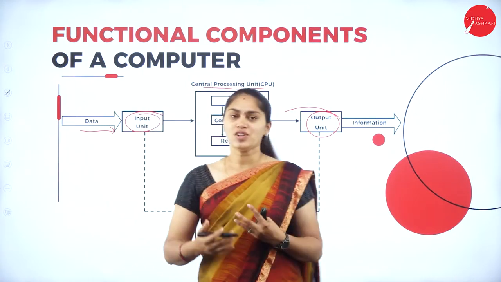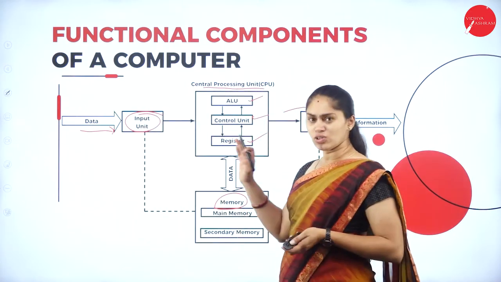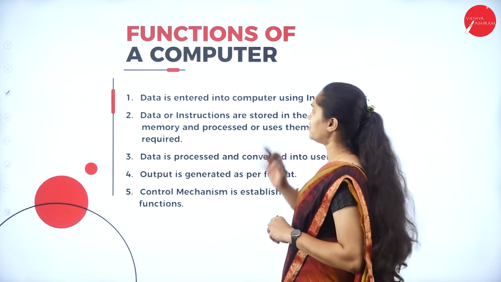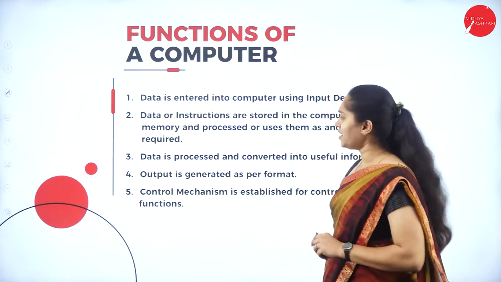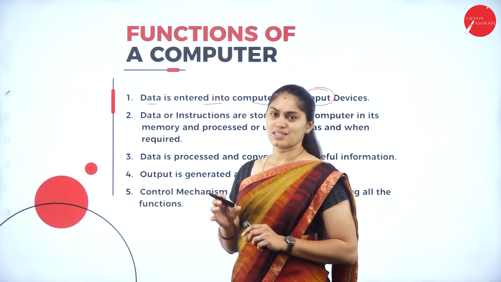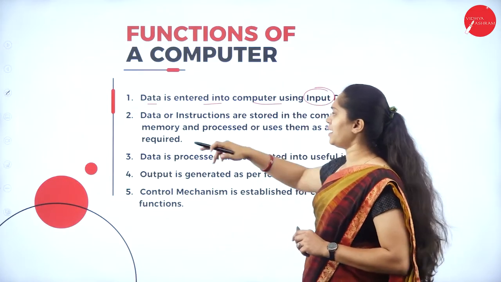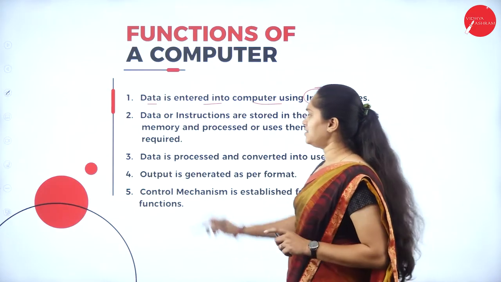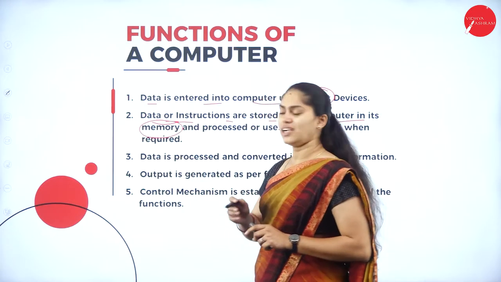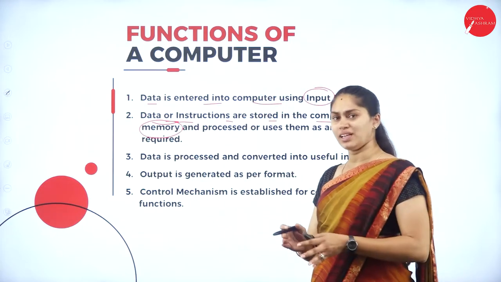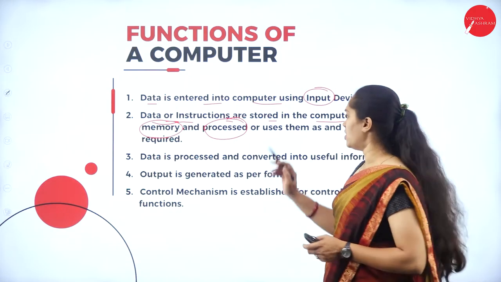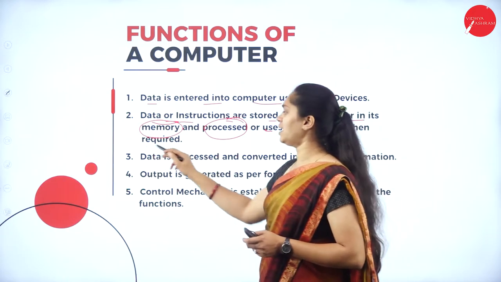This is how the functional components of a computer look like, and these are the components we have in a computer. Then how will the computer function? First, what I said, the data is entered into the computer by making use of input devices. By making use of input devices, data will be given as an input, and data or instructions are stored in the computer in its memory. After taking that input, that will be stored in the computer's memory and processed by making use of what? CPU, or uses them as and when it is required.